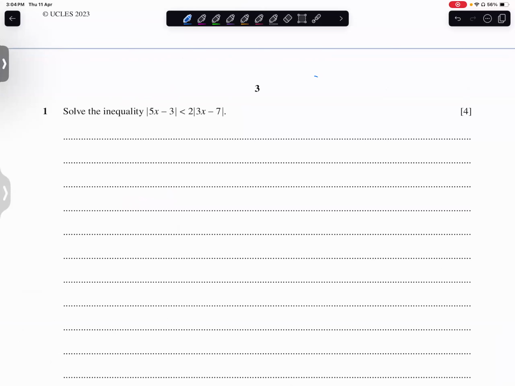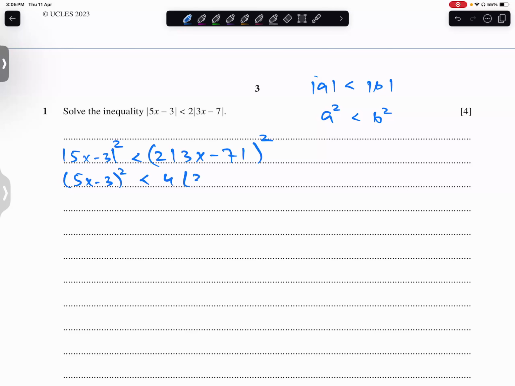You know that, students, if mod of A is less than mod of B, then you can take square on both sides and just ignore this mod notation, okay? So if you apply this property here, you first of all take square on both sides. Then 5x minus 3 whole square less than 4 times 3x minus 7 whole square.